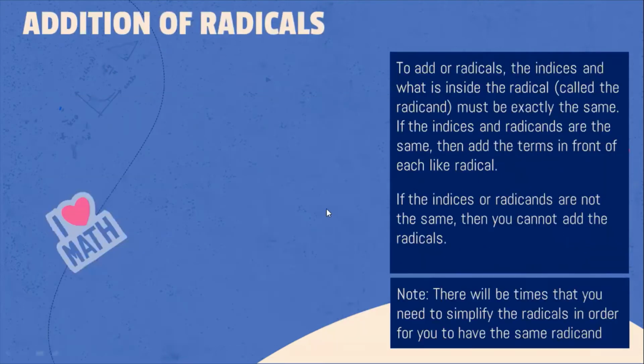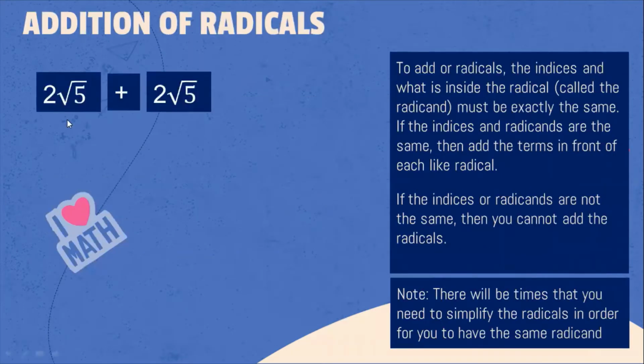Okay, let's have an example. 2 square root of 5 plus 2 square root of 5. To add radicals, the indices and the radicand must be exactly the same. As you can see, we have the same indices, both of them are square root. And we have the same radicand, which is 5. That means we can add these two because the indices and the radicands are the same.